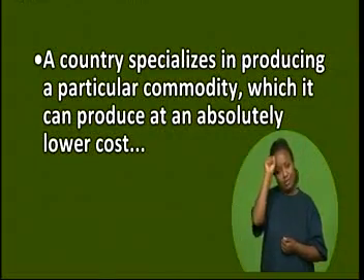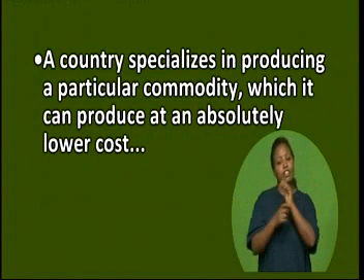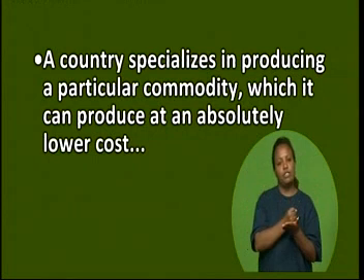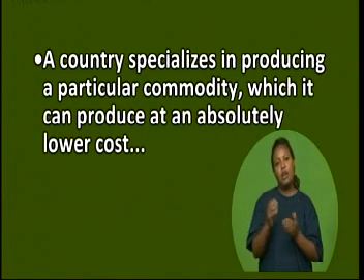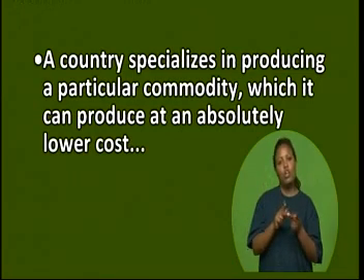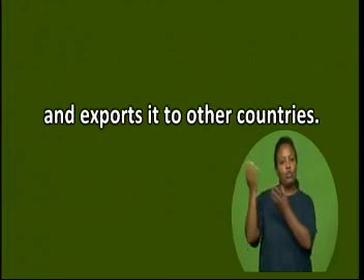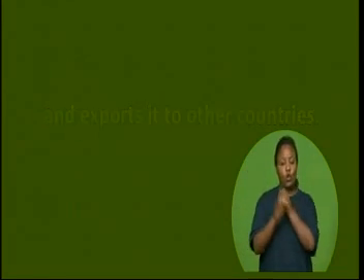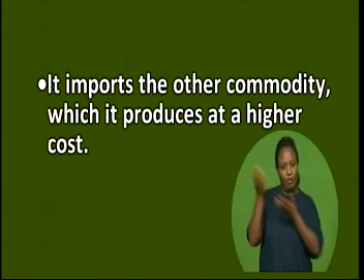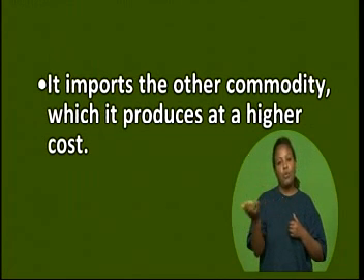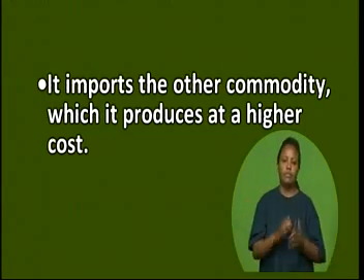Adam Smith, the famous economist, argued that a country tends to specialize in producing a particular commodity which it can produce at an absolutely lower cost and exports it to other countries. On the other hand, it tends to import the other commodities which it produces at a higher cost.